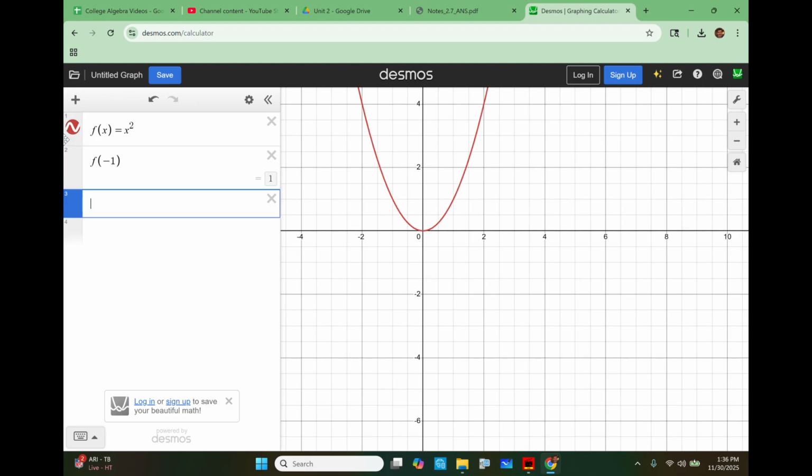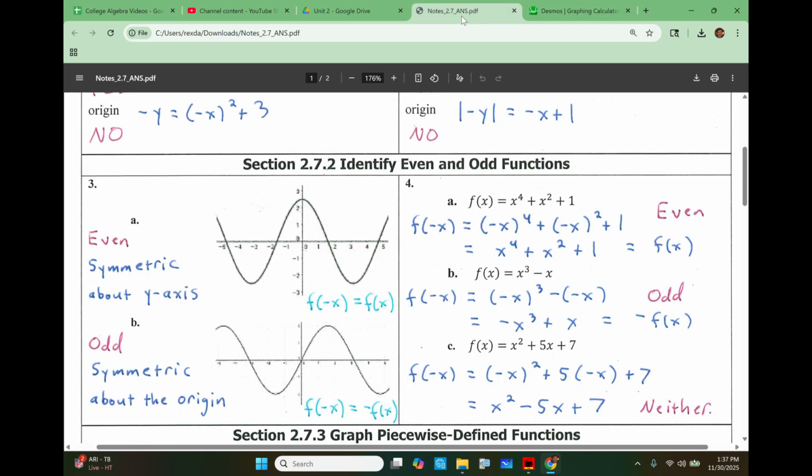And no matter what value you put in, if you put in a 2, you get 4. If you put in a negative 2, you get the same y value. So the f of negative x is equal to the f of x. F of 2 equals 4, f of negative 2 equals 4. So that's true for all even functions. So this 3 has this value, and this negative 3 has this value here.